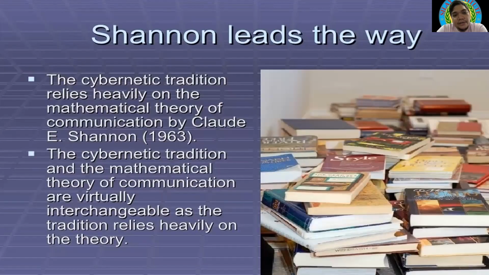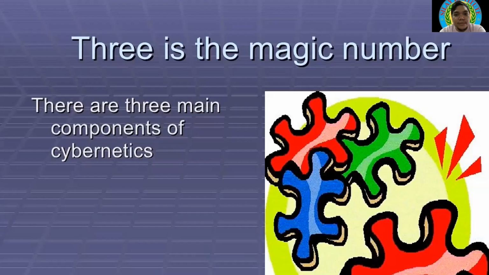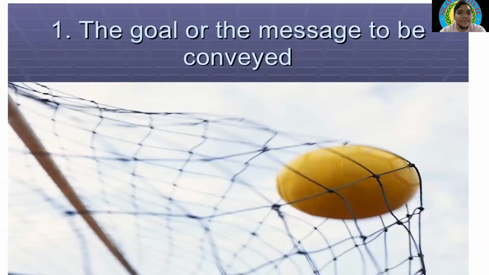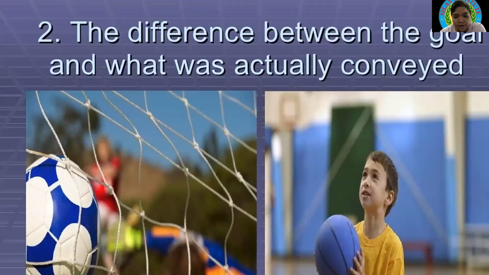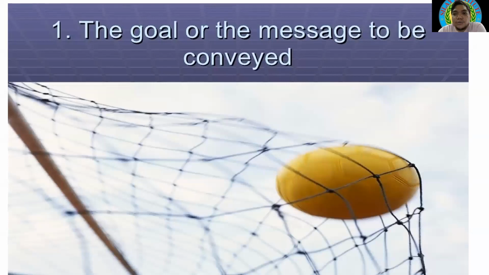The cybernetic tradition relies heavily on the mathematical theory of communication by, of course, Shannon in 1963. The cybernetic tradition and the mathematical theory of communication are virtually interchangeable, as the tradition relies heavily on the theory of Shannon. Three is the magic number because there are three main components of cybernetics. The first one is the goal, or the message to be conveyed. The primary goal of cybernetics is to send a message, and not just simply send a message, but to convey information that makes sense.